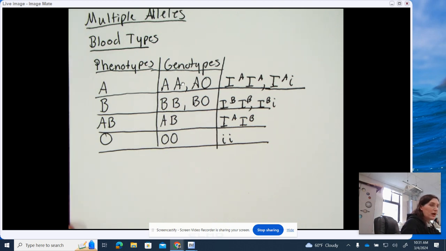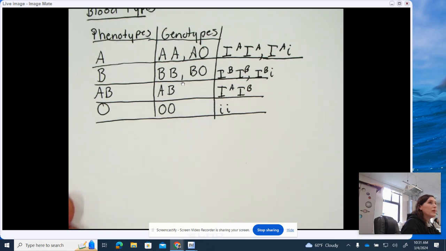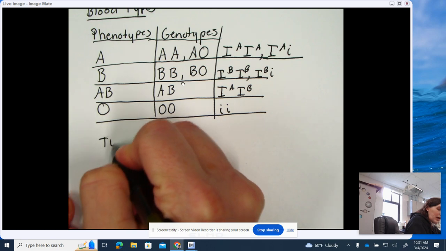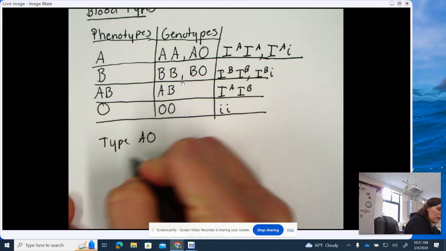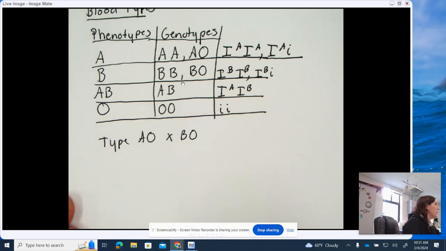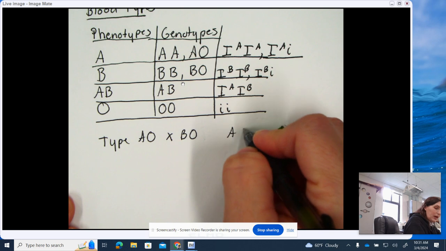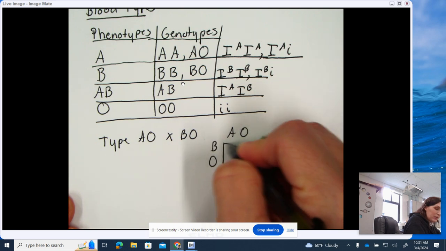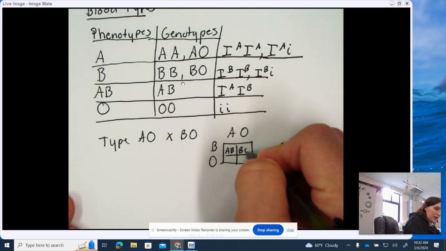All right, let's do some practice problems, okay? We're going to say a woman with type AO marries a man with type BO blood. A woman with type AO marries a man with type BO blood. Let's do the Punnett square. AO, BO, AB, BO, AO, and OO.